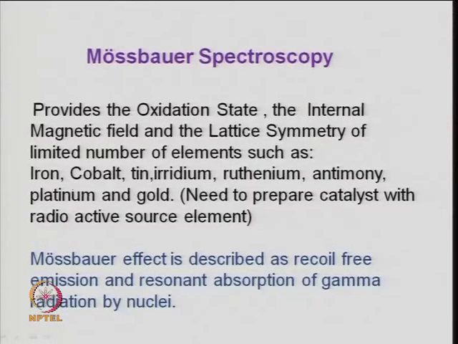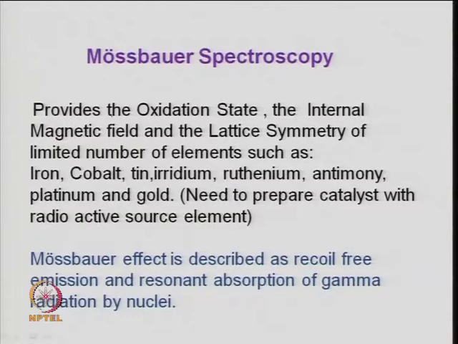Another characterization technique is known as Mossbauer spectroscopy, MS. This can give you the oxidation state, but only for selected metals which have a magnetic property. For iron on a catalyst, this is a more prominent and effective method. It provides the oxidation state, the internal magnetic field and lattice symmetry of a limited number of elements.